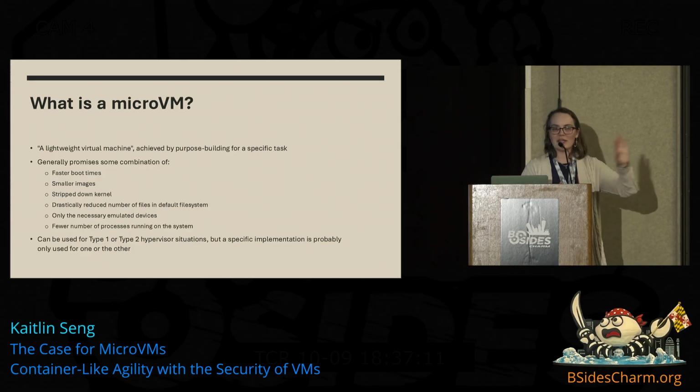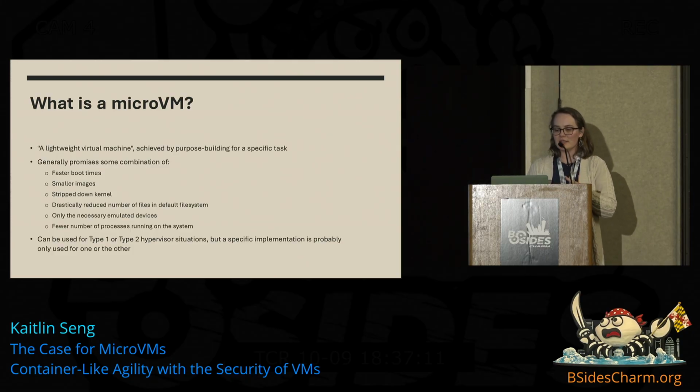I spent so much time talking about the architecture of VMs and containers. It's the same architecture, just stripped down, a lot smaller. MicroVMs are purpose-built for a specific task. That's how we can take the traditional virtual machine architecture and make it just as lightweight as a container, by stripping down everything that we don't need.